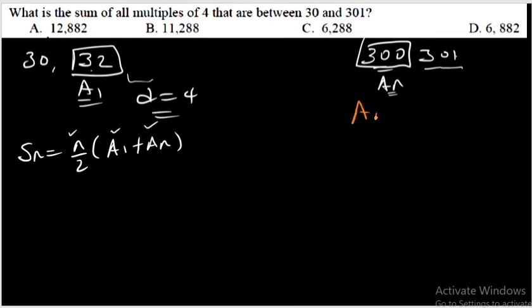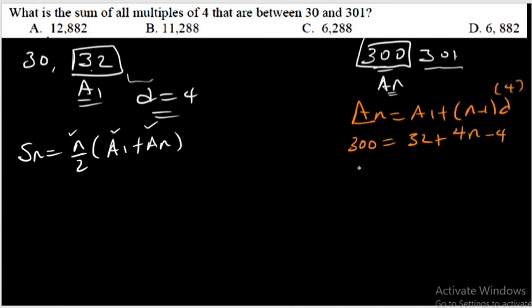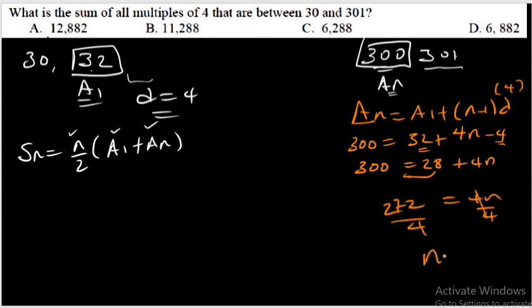What is the formula for an? An is equal to a1 plus n minus 1 times d. The last term 300 is equal to a1, 32, plus n minus 1 times d. The d is 4, so I can multiply it by both: 4n minus 4. So 300 is equal to 32 minus 4, which is 28, plus 4n. I bring it over and subtract: 300 minus 28 is 272, which is 4n. Then divide by 4 on both sides. So n is equal to 68.